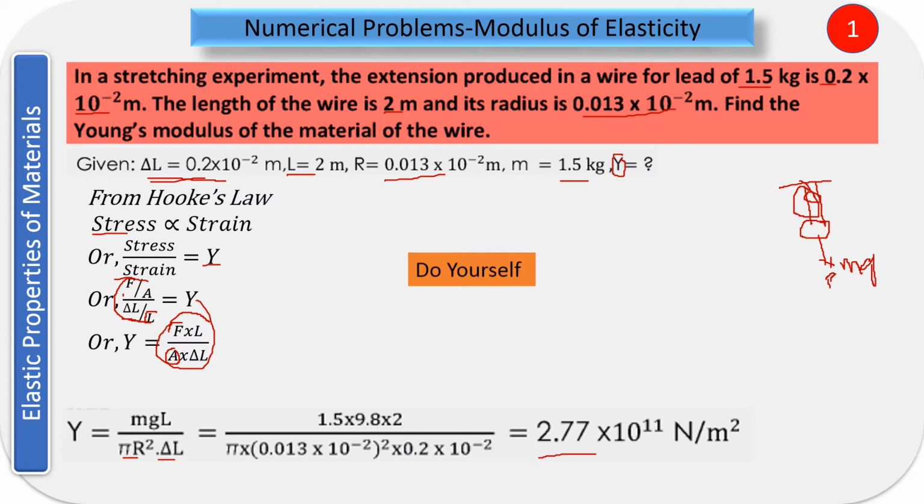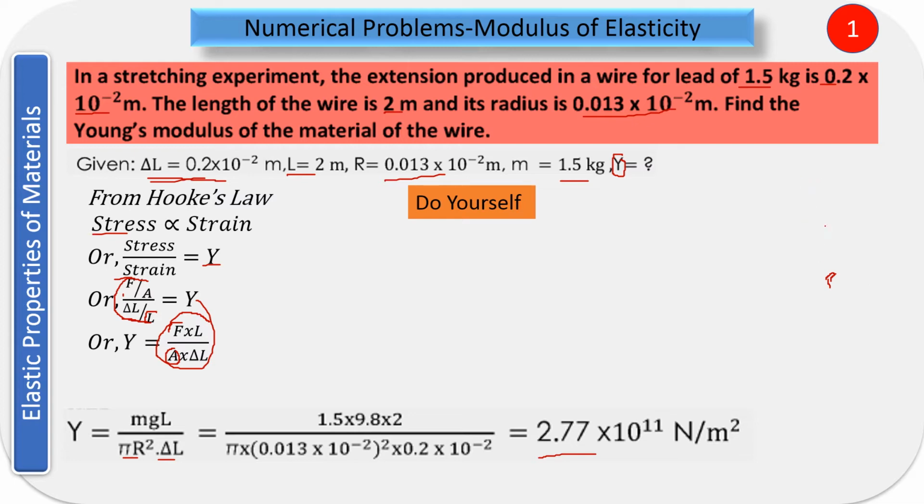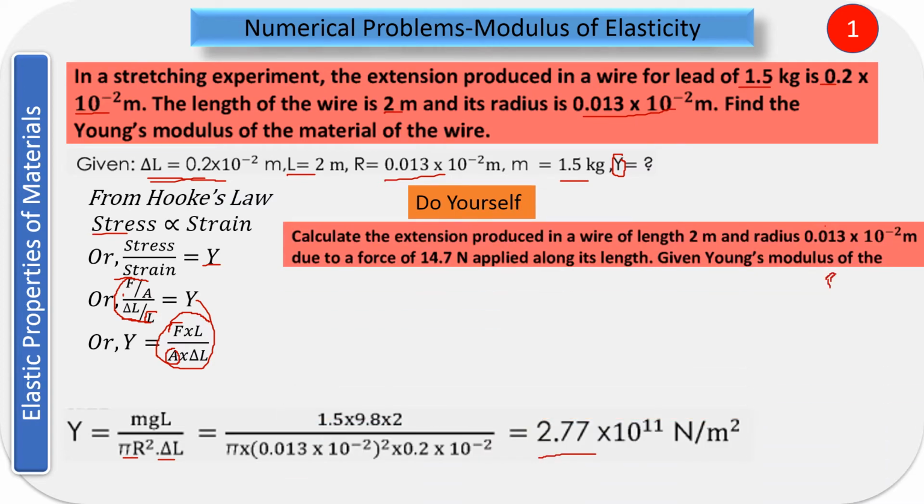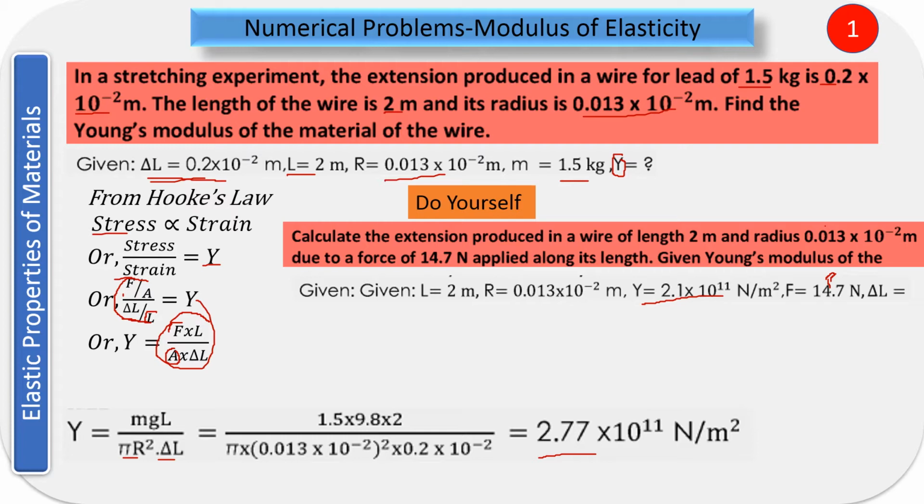Similarly, let us try to do one more problem on the Young's modulus, and this problem you can do yourself. So you see what is the problem that you have to do yourself. Calculate the extension produced in the wire of length 2 meter and radius 0.0133 into 10 to the minus 2 meter due to the force of 14.7 Newton applied along its length. Given Young's modulus of the wire. I have not written it over here, so that has been left out. So here this is the value that has been given. So Young's modulus is 2.1 into 10 power 11 Newton per meter square.